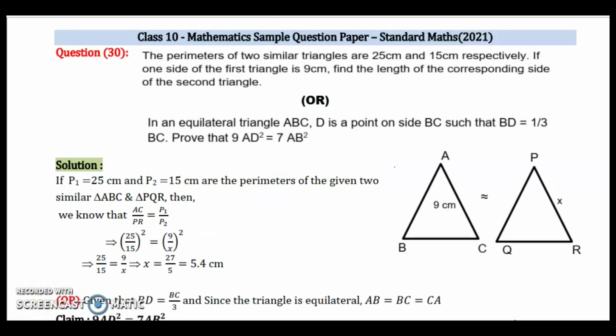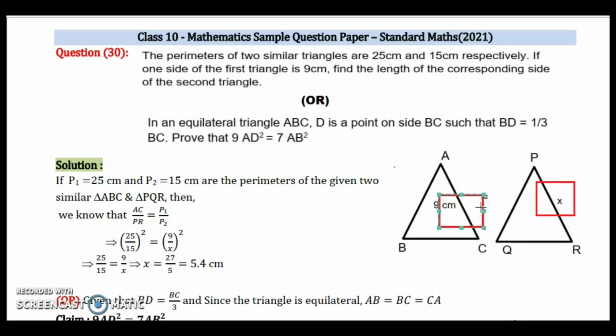Okay, see here, question number 30. It is an either-or type. The perimeters of two similar triangles are 25 centimeters and 15 centimeters. If one side of the triangle is 9 centimeters, find the length of the corresponding side of the second similar triangle. Therefore, the construction is very clear.